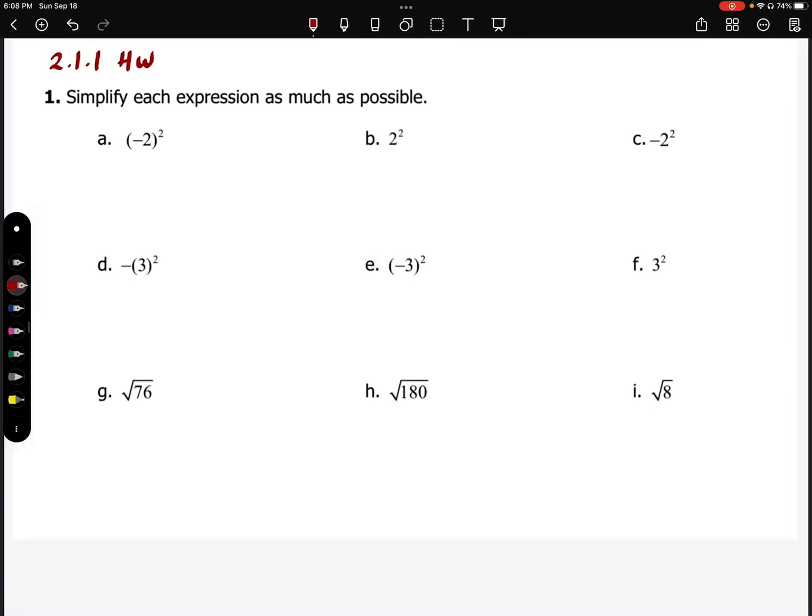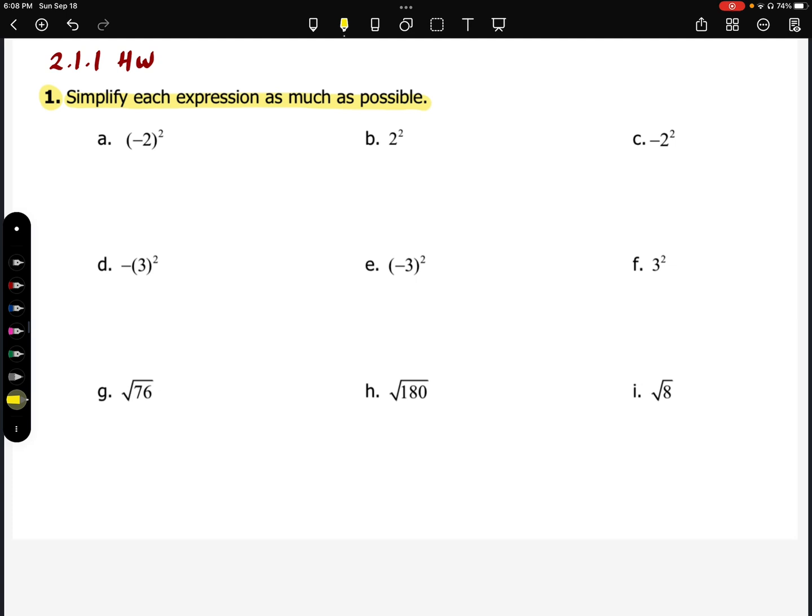Welcome to the homework help video for the extra problem number 1 from the 2.1.1 homework assignment. Occasionally we like to add in some problems with some repetition and practice, and that's why it has a different number than the rest of them. But for number 1, it says, simplify each expression as much as possible.